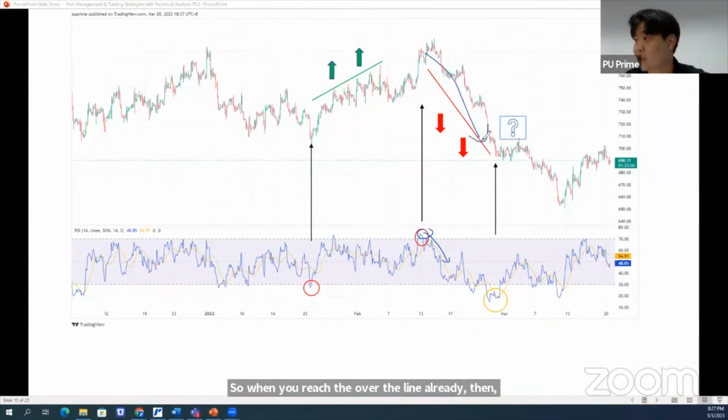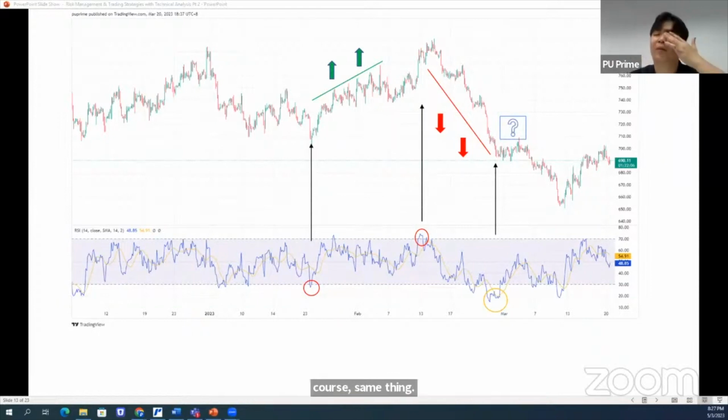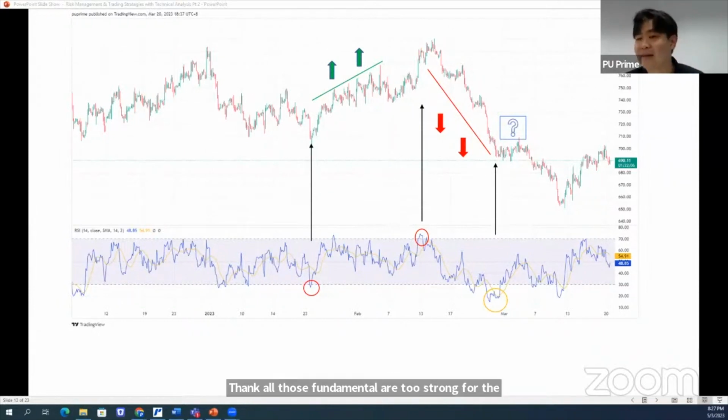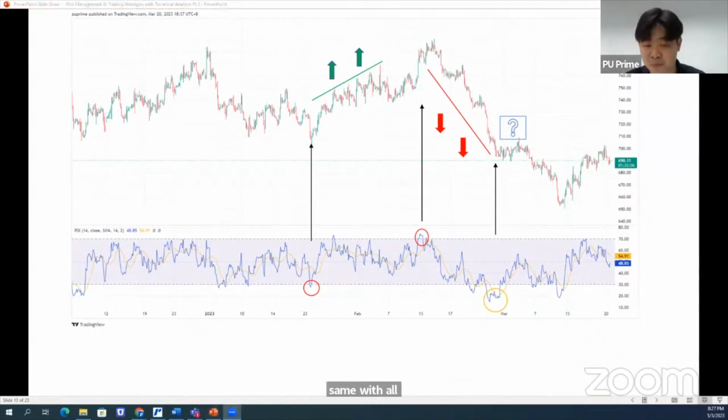You can look at the candlestick, it goes down. But of course, same thing, technical analysis is technical analysis. If the fundamentals are too strong for the currency or the commodities to keep going up already, then even if the RSI is in overbought territory, the chart is not going to be in sync with our expectations. So as I mentioned, it's very important for you to combine a lot of things. Later we'll show some of the examples.